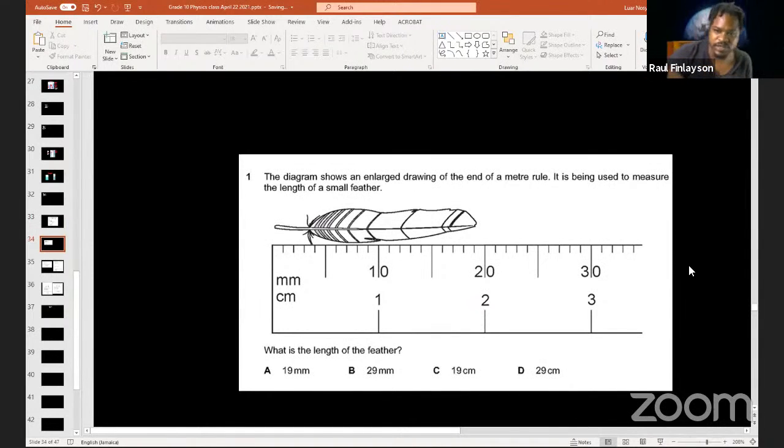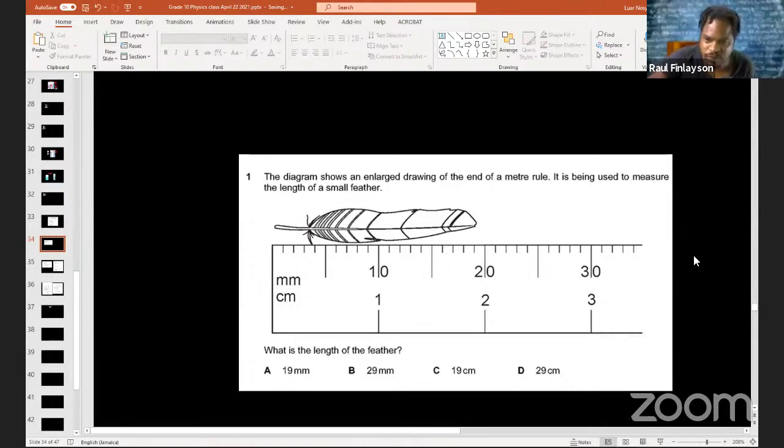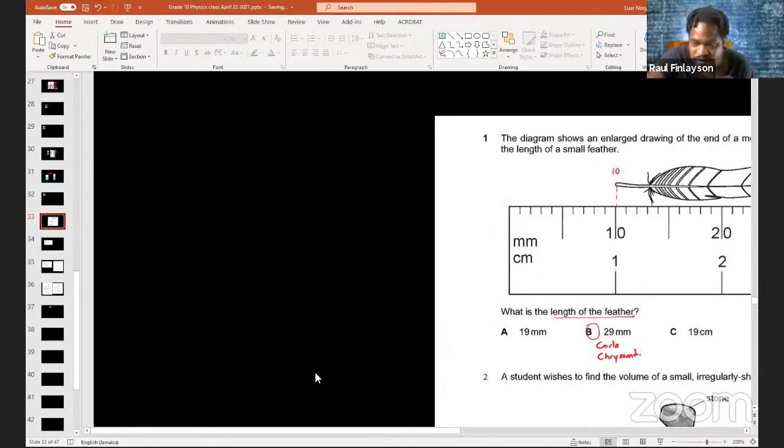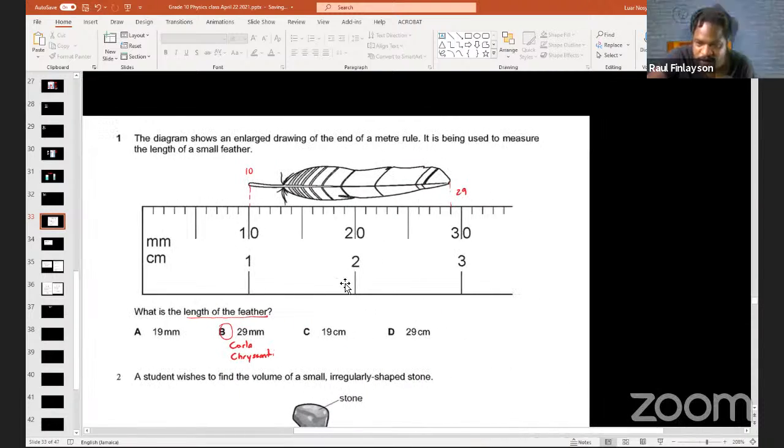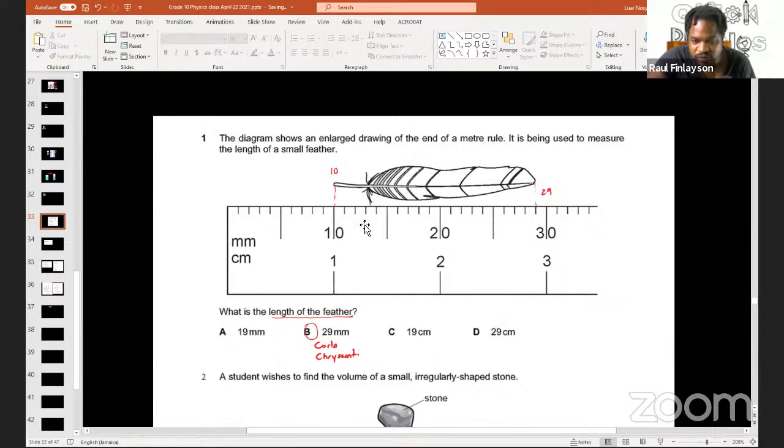So I really would like to know why this is 19. All right, and the same feather on the next page right here is 29. Is it that you made a mistake here, or is it a different feather? Because notice that I didn't do anything to the feather. I just cut it out and put it against another part of the ruler. All right.